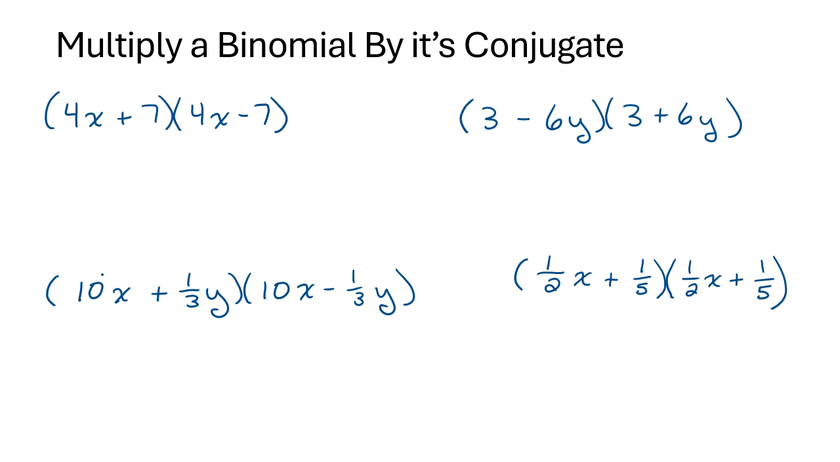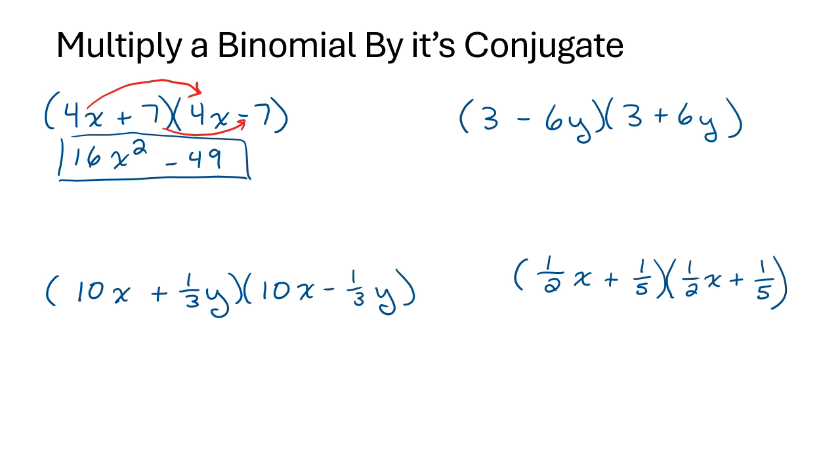All right, let's go through these. So first of all, I see these are conjugates. Since I know they're conjugates, I know that middle term is going to drop out. So I'm just going to do the first two terms multiplied together and the last two terms multiplied together. But make sure you check that the binomials are conjugates of each other. All right, next one. Are these conjugates? Yep, 3 minus 6y, 3 plus 6y. So I know it's just going to be the first two terms multiplied together and the last two terms multiplied together. That's my answer.